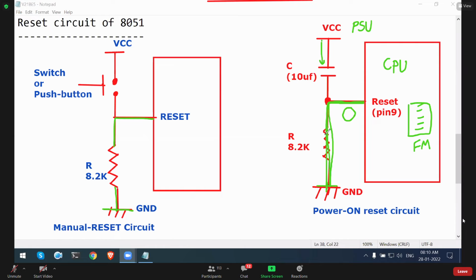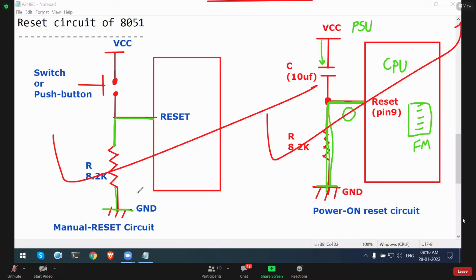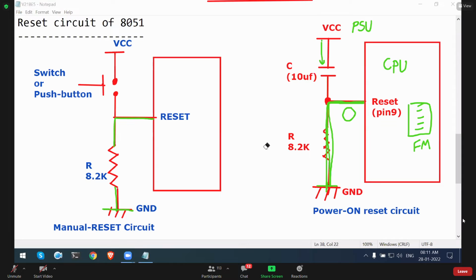Okay, so these two options are available for reset, manual reset and power on reset. That depends upon the hardware designer. The hardware designer may give you the power on reset or the manual reset. Any one of the options is given on the PCB. But on our Vector 8051 board, we have given both options, power on reset and manual reset.